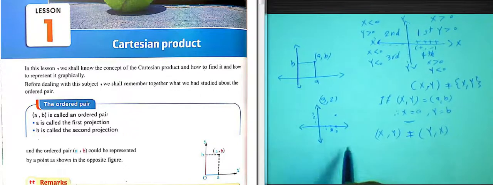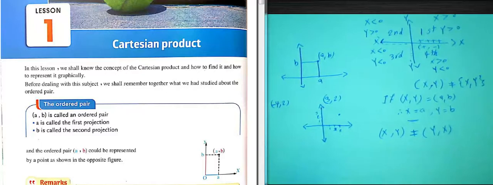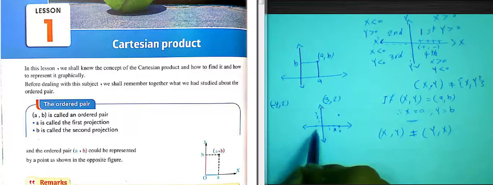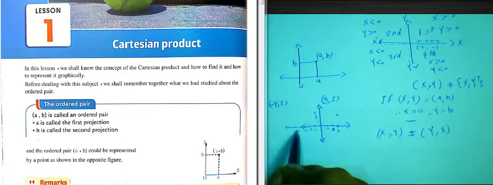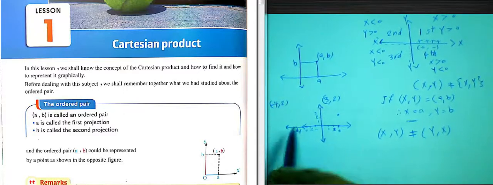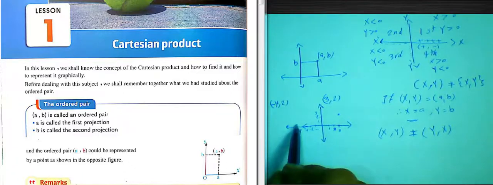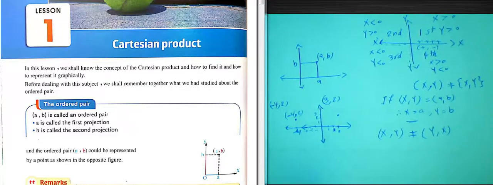And what about (negative 4, 2)? Can you represent it in the quadrant? Yes, negative 1, negative 2, negative 3, and so on. Negative 4. We can represent (negative 4, 2) here. You must start at this point and go vertically 2 units, 1, 2. This point is (negative 4, 2). It's okay.